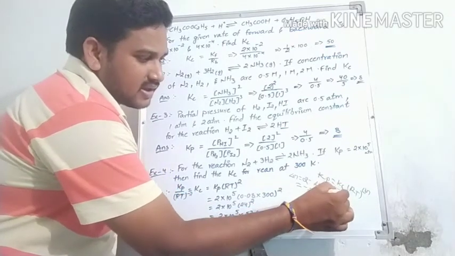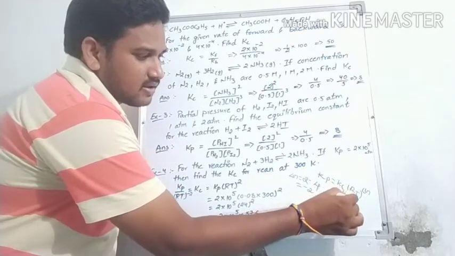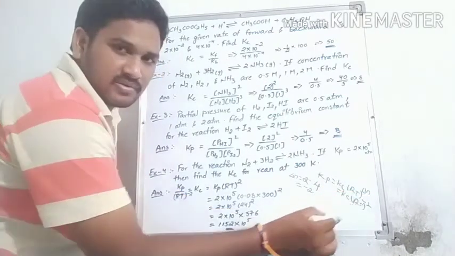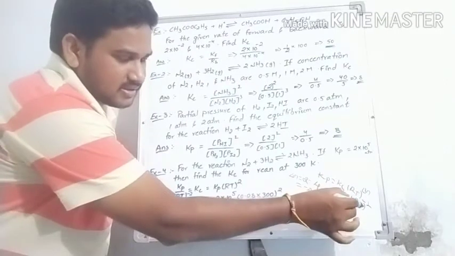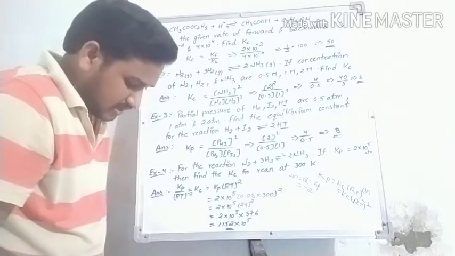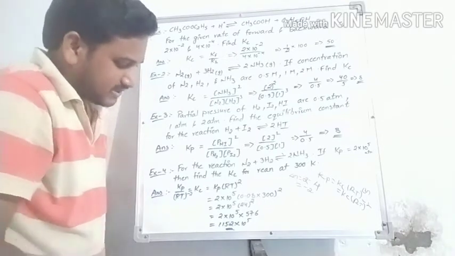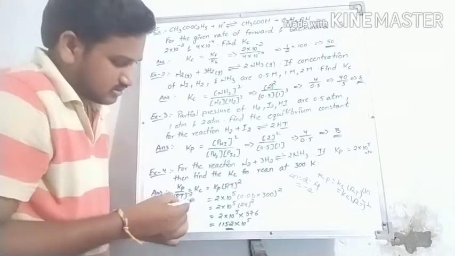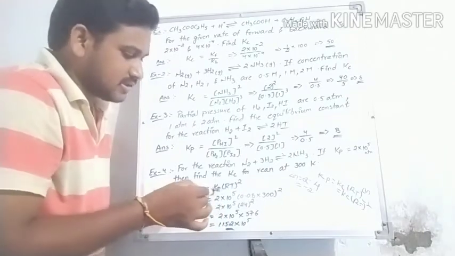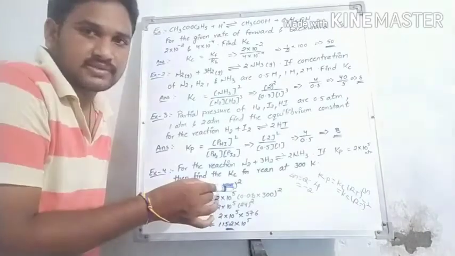Students, where Kc... delta n means minus 2. Kp into RT whole square, so overall Kc is equal to Kp into RT whole square.